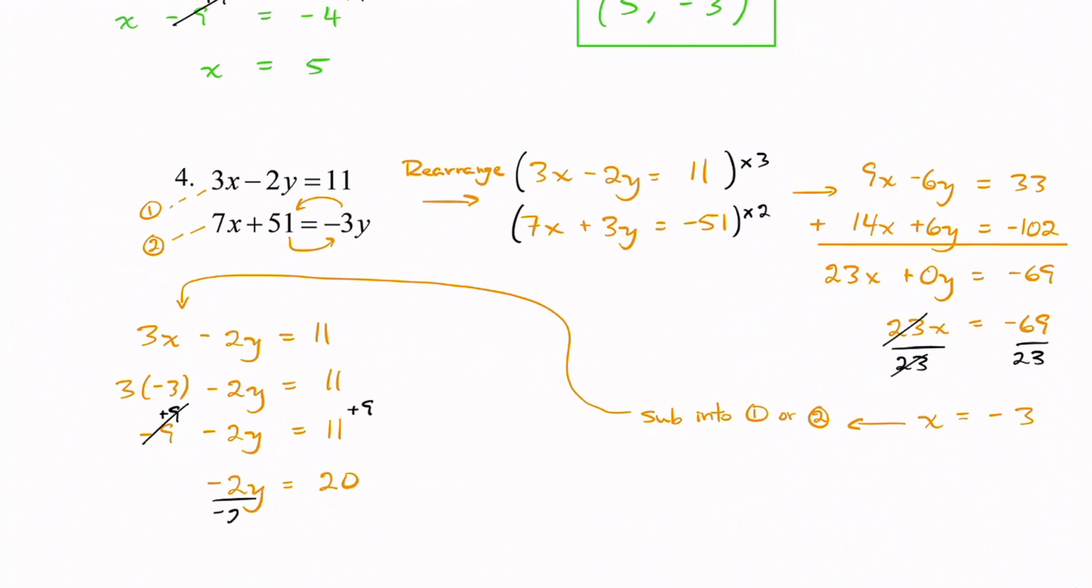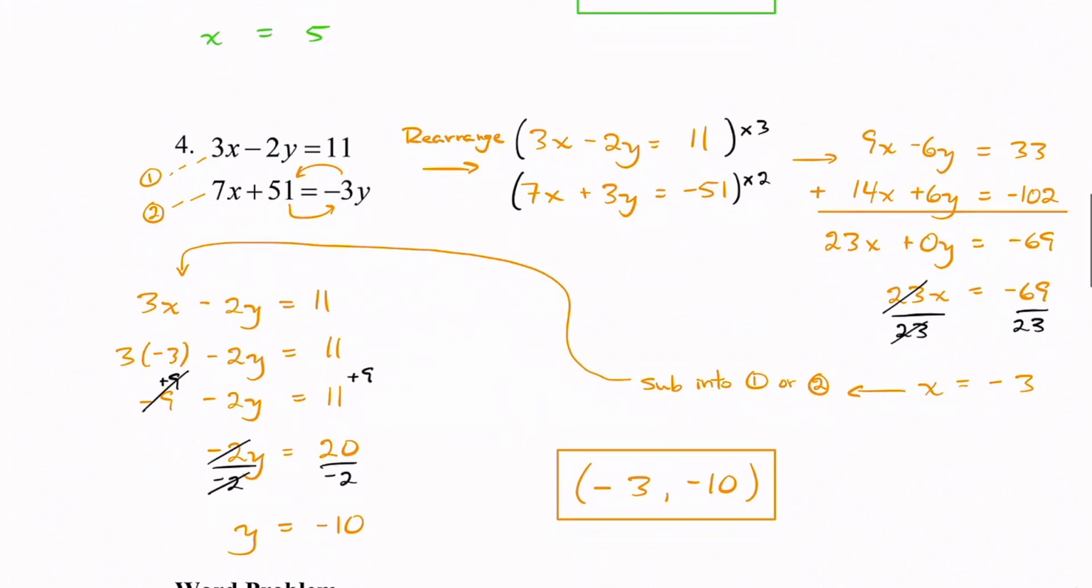And then divide both sides by a negative 2. These negative 2's will cancel. So we get y is equal to 20 divided by negative 2 is negative 10. So we have y is equal to negative 10 and x was negative 3. So together we got negative 3 and negative 10. Remember, it goes x first and then y.